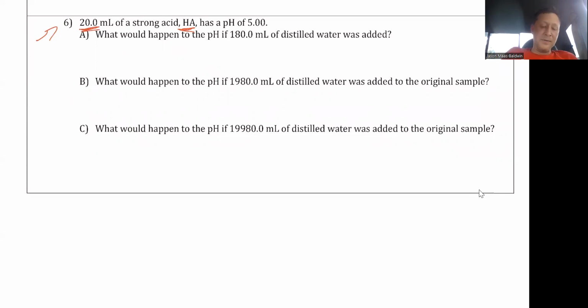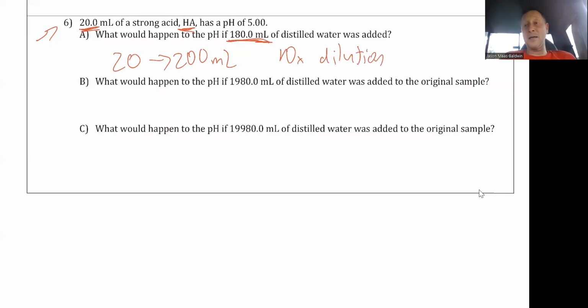So it says, first of all, what happens if we added 180 milliliters of distilled water? That means the volume would go from 20 to 200 milliliters, so it would be a 10 times dilution. Every time we dilute an acid by 10 times, at least until we get to a pH of 7, the pH is going to go up by 1 because the hydrogen ion concentration has changed by a factor of 10. Again, that is until we get to the pH of 7, which we can talk more about.